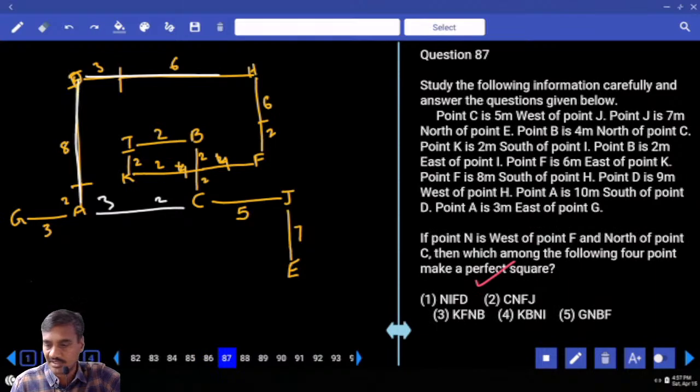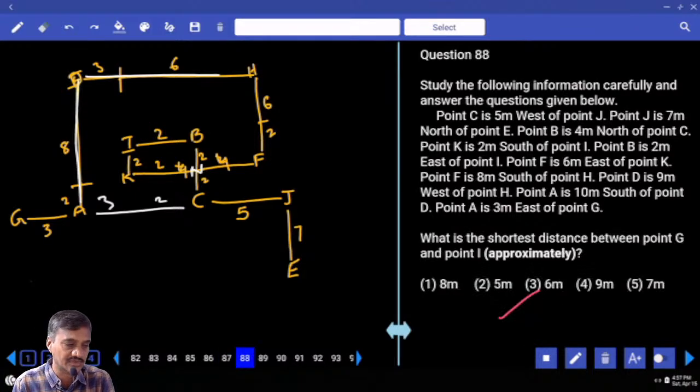And 87, if N is to the west of F and the north of C, hence N must be here. Then which among the following 4 points makes a perfect square? I, B, and K. That is choice 87.